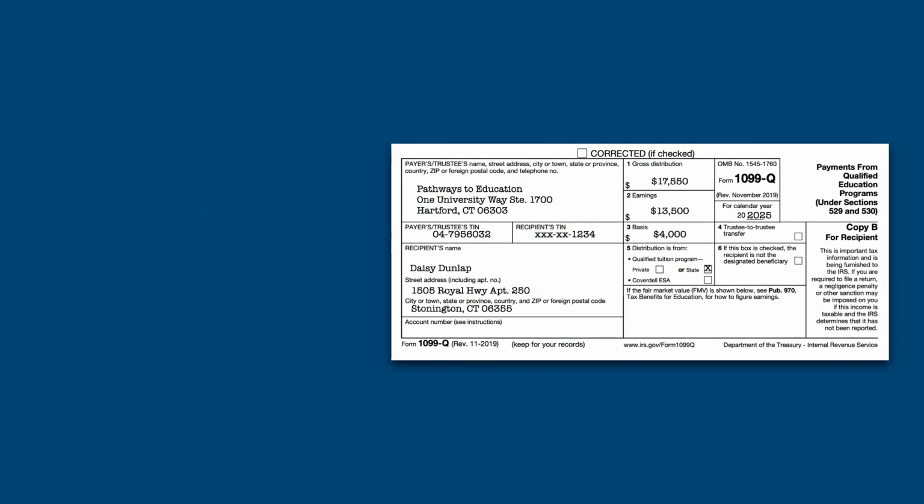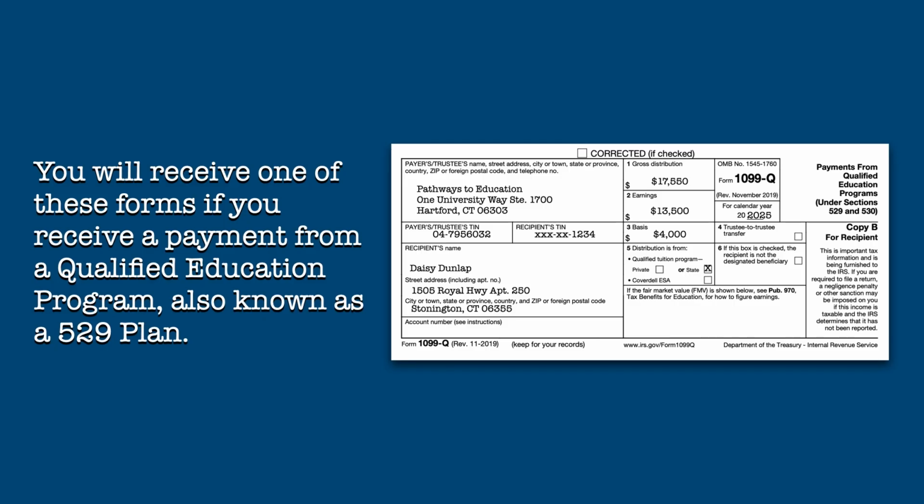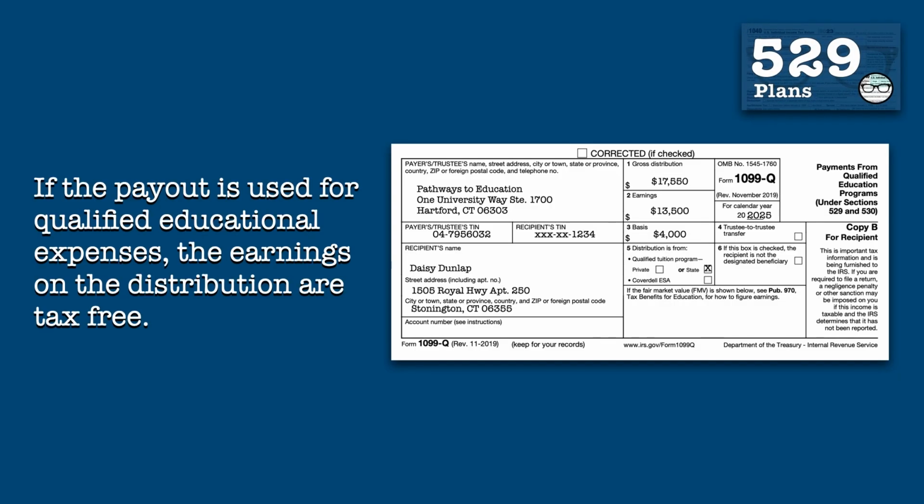Form 1099-Q, Payments from Qualified Education Programs. You'll receive one of these forms if you receive a payment from a qualified education program, also known as a 529 plan. If the payout is used for qualified educational expenses, the earnings on the distribution are tax-free.